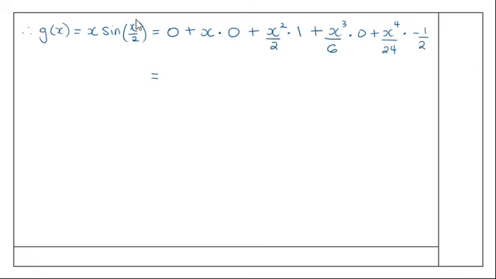So this is going to give me, first term is 0, so we get rid of that. This is 0 also. This is half x squared. This is going to be 0, so no x cubed term either. And then finally, this term is going to be minus 1 over 48 x to the 4. So that's the Maclaurin series expansion for this function.